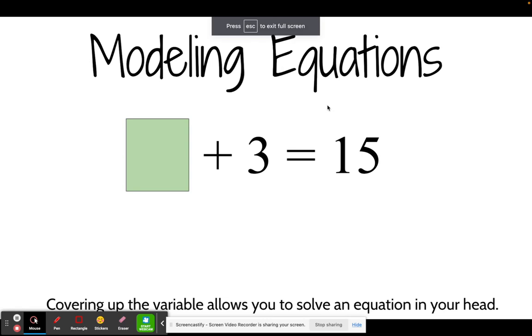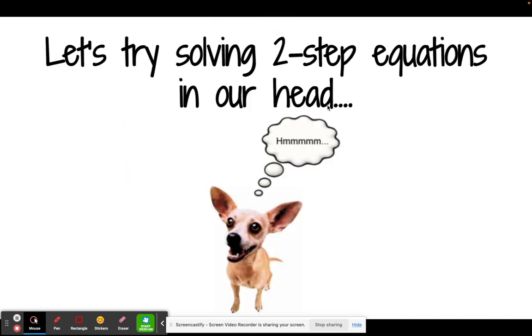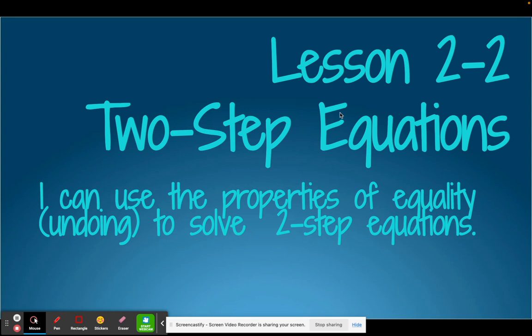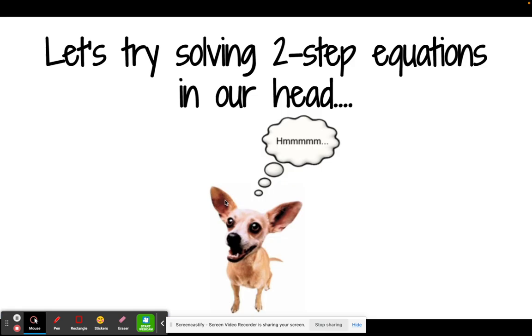Hi, today we are going to model solving two-step equations. Our goal for today is to use the properties of equality to solve two-step equations. So we're going to do some practicing in our heads.